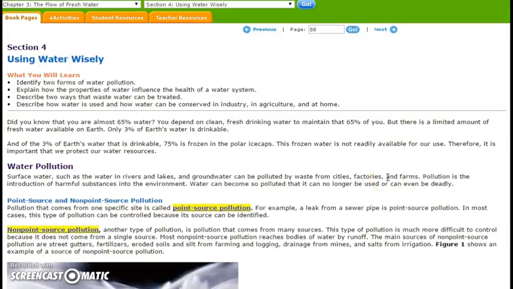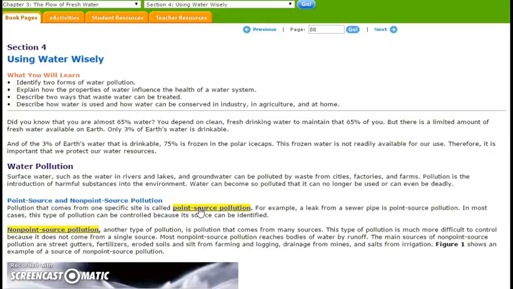So we have to be wise about how we use it. This section looks at pollution. Now, the vocab here is two different kinds of pollution. We have point source pollution and non-point source pollution. So pollution that comes from one specific site is called point source pollution.